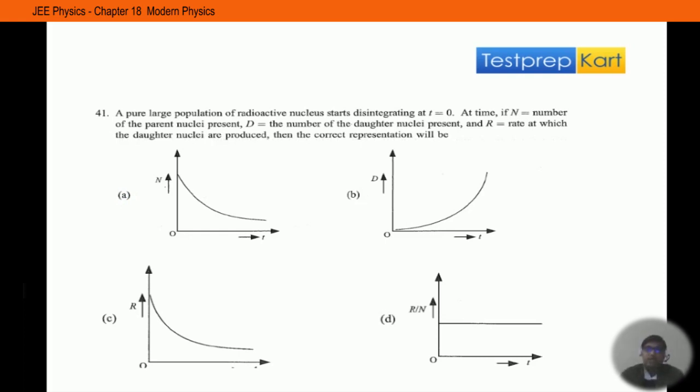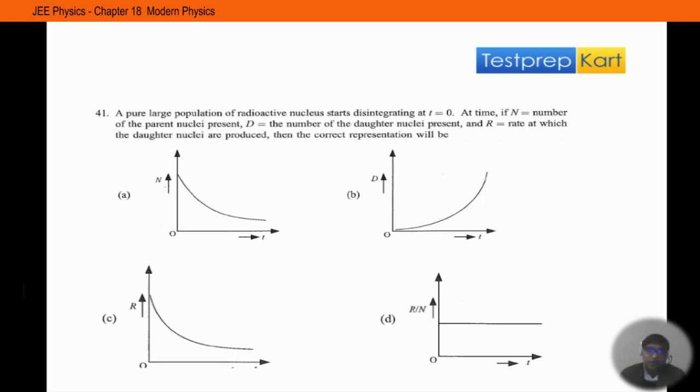In the next question, a pure large population of radioactive nucleus starts disintegrating at time t equals 0. N is the number of nuclei present at any particular instant, D is the number of daughter nuclei present, and R is the rate of decay at which daughter nuclei are produced. Then the correct representation will be.